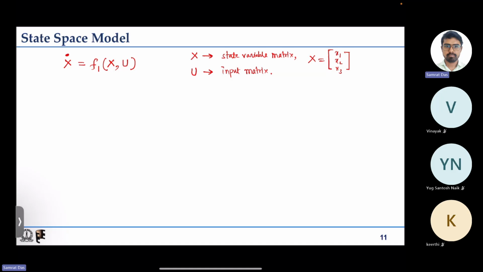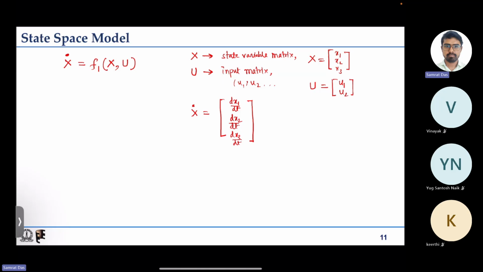Suppose you have a certain number of inputs, say u1, u2. You can have different inputs, so the U matrix will again be a column vector, u1, u2. And what is x dot? X dot is nothing but the time differentiation of the different state variables: dx1/dt, dx2/dt, dx3/dt. So if we have three state variables, x dot is nothing but this.